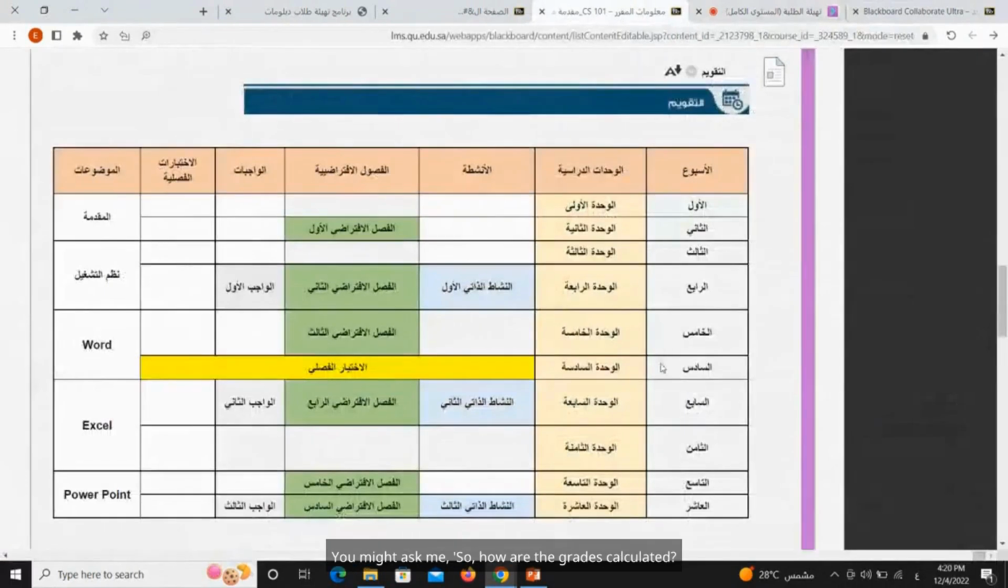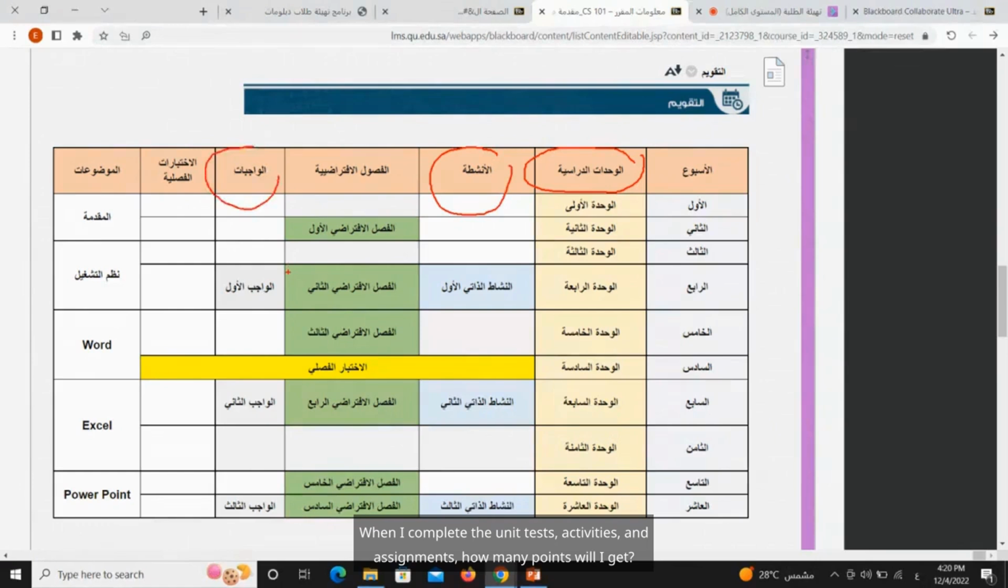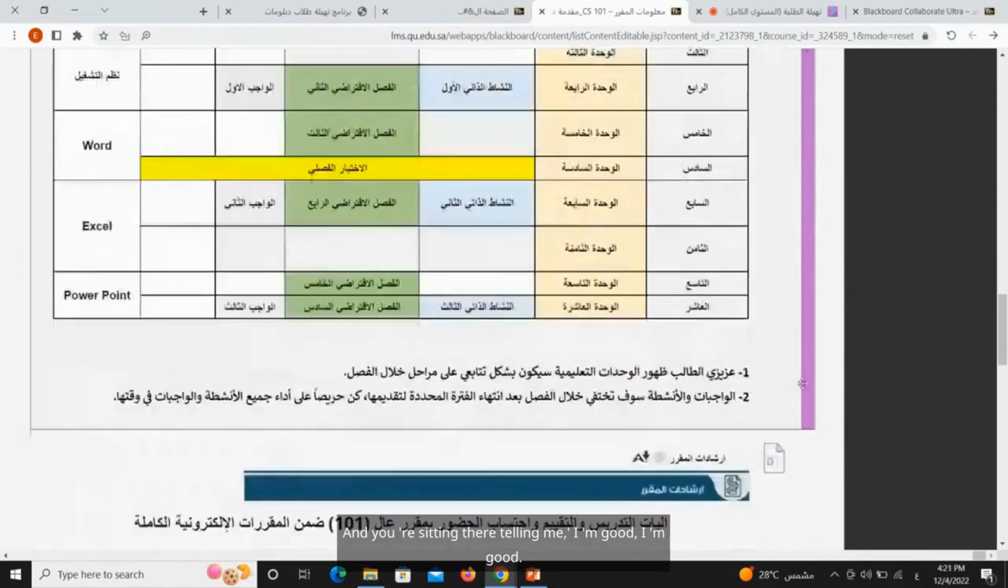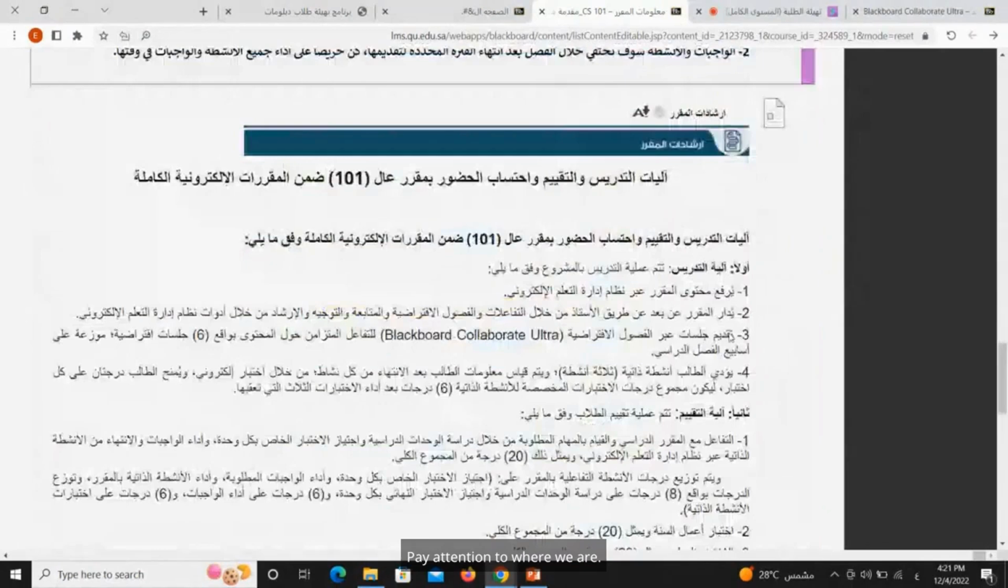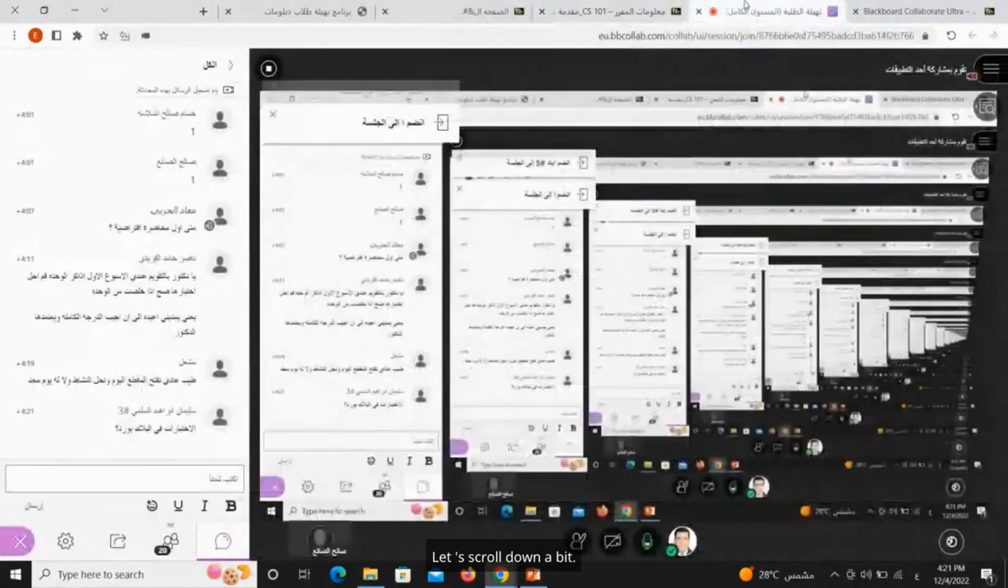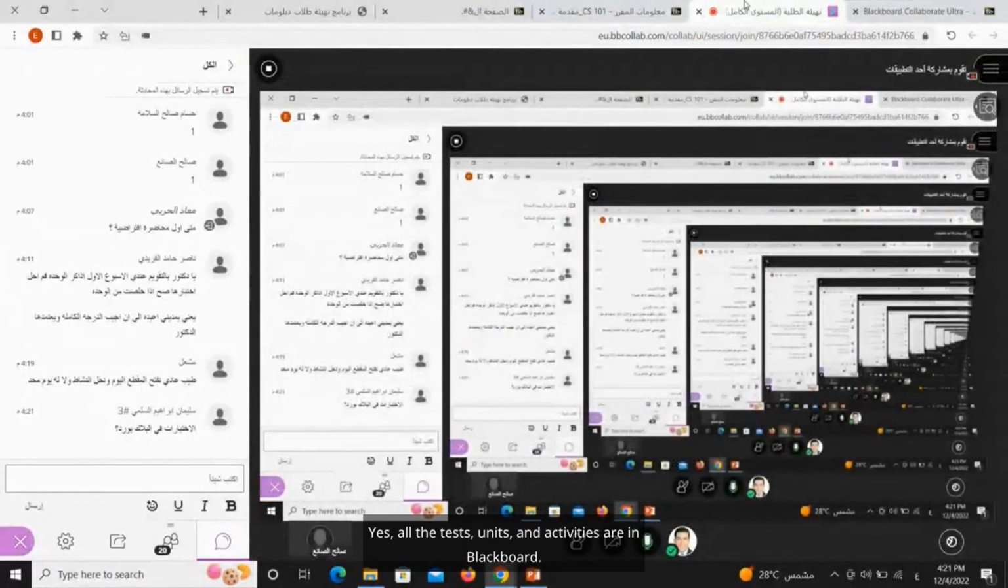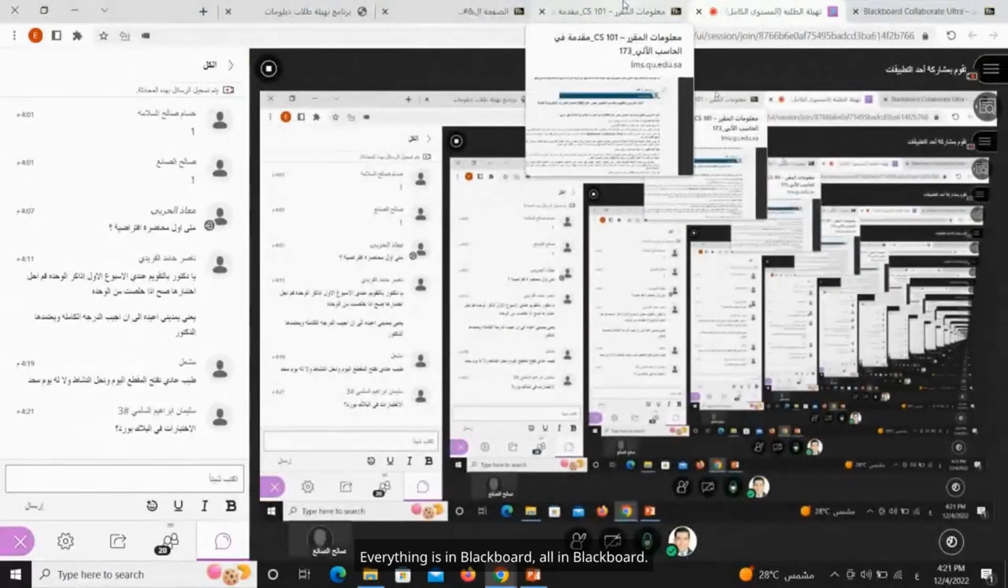You might ask me, so how are the grades calculated when I complete the unit tests, activities, and assignments? How many points will I get? Let's assume I have a total score of 100. So how many points will I get? Okay, let's take a look. Pay attention to where we are. Let's scroll down a bit. Yes, all the tests, units, and activities are in Blackboard. Everything is in Blackboard.